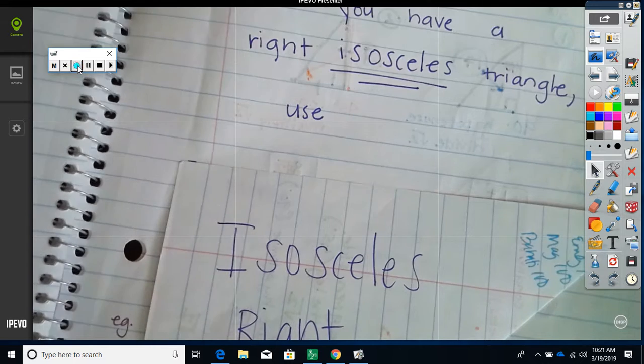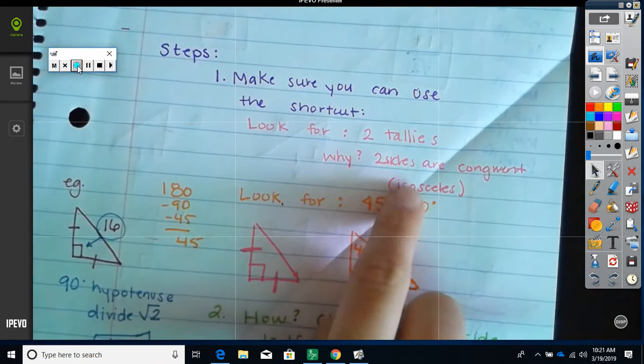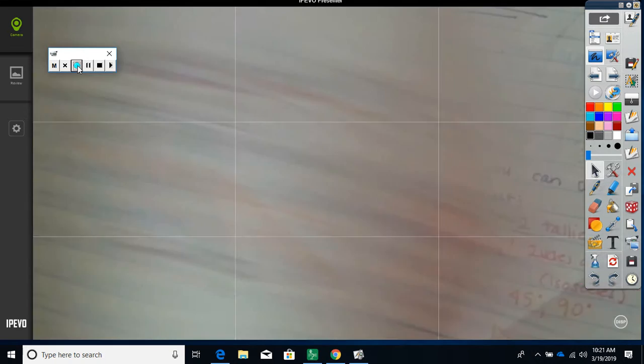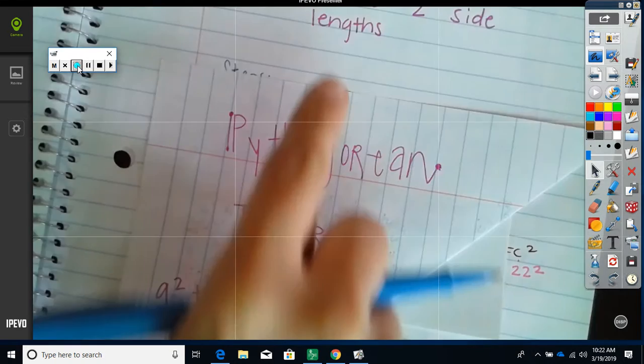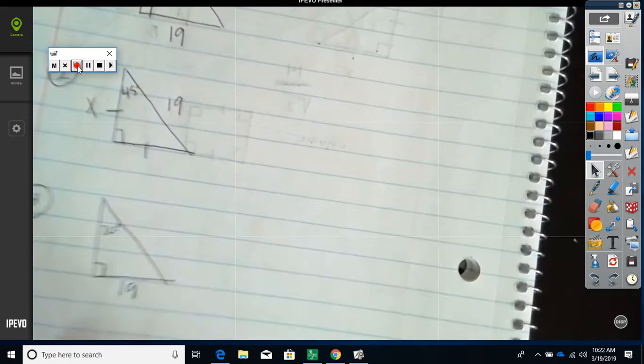The first one is isosceles right. That's when you have tallies or 45, 45, 90. Do you have tallies here? No. Look at the other method I showed you. When you have two side lengths, do you have two side lengths?